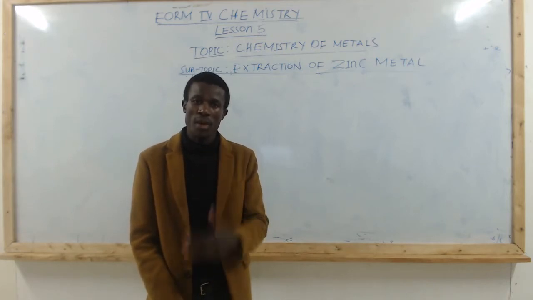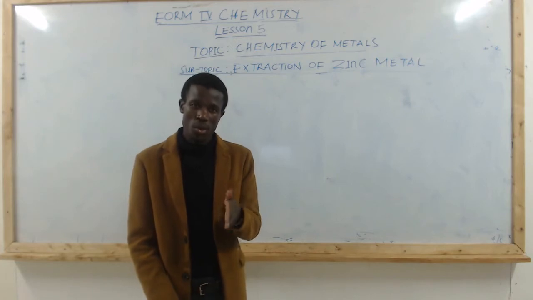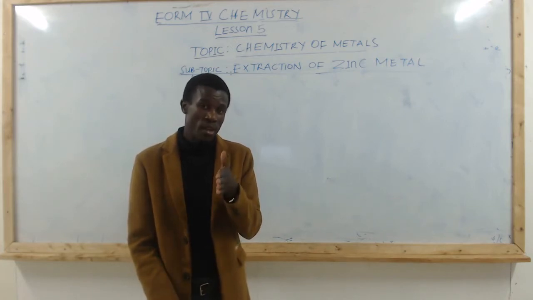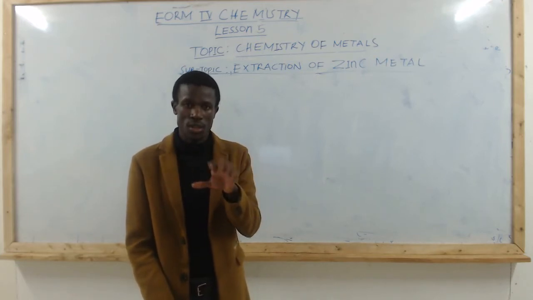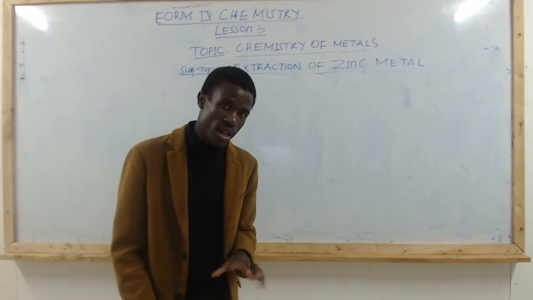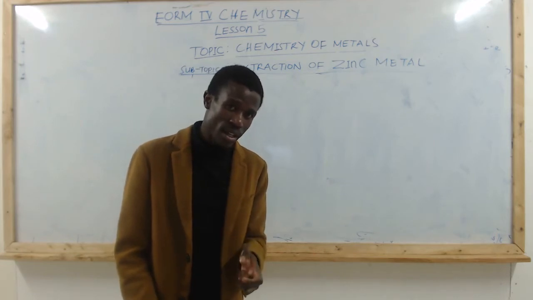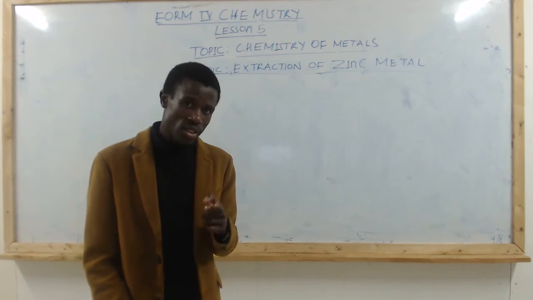Number one, we must know the two major ores of zinc. Number two, we must know the minor ore. And number three, the major impurity which exists in these ores. The major ores of zinc, we have number one, calamine, zinc carbonate. Number two, we have zinc blende, which is zinc sulfide.